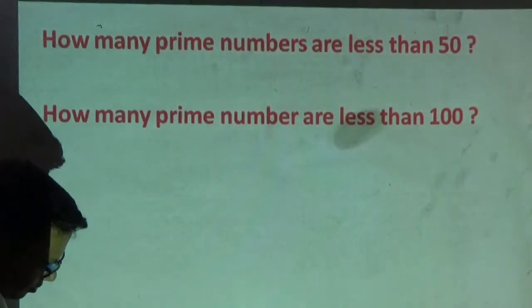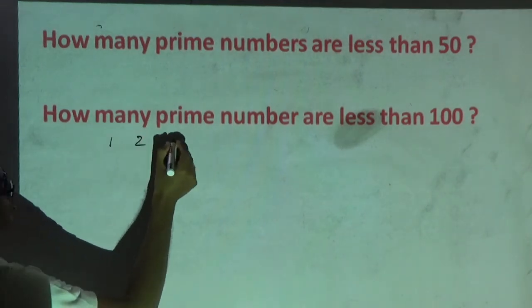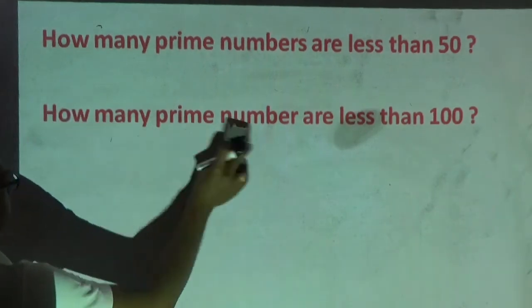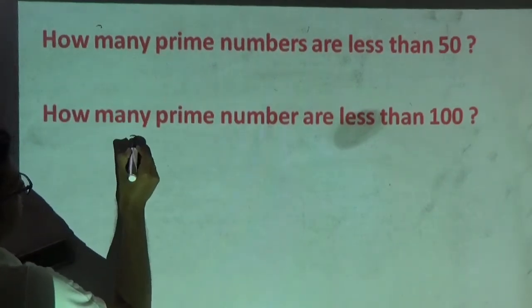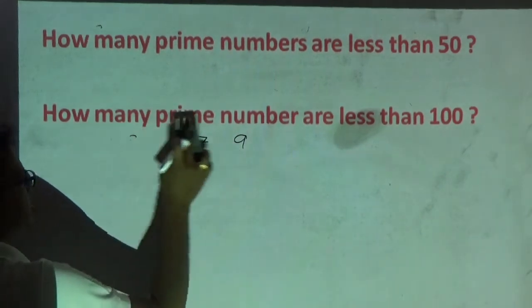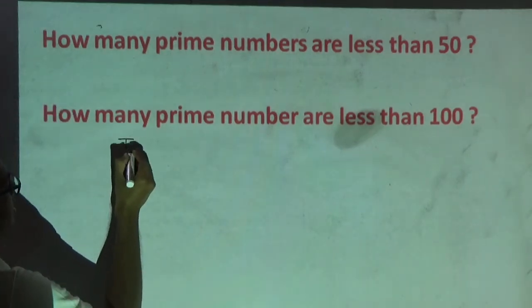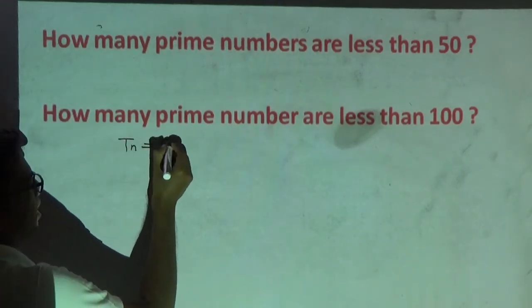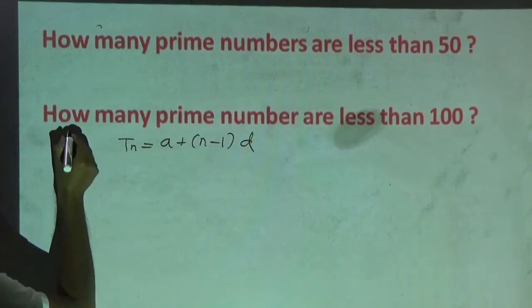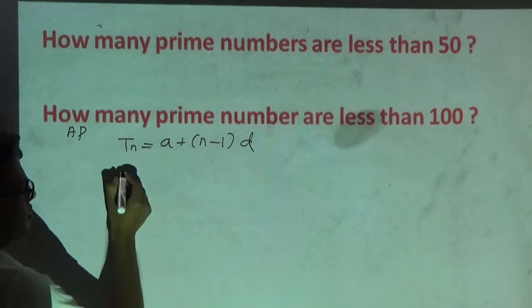Okay, please write down. Arithmetic progression, example 1, 2, 3, 4. Here common difference is 1. Okay, so another example: 3, 5, 7, 9. Common difference is 2. So such series are called arithmetic progression. Here nth term is given by a plus n minus 1 into d. Okay, this is your AP. In your AP, nth term is given by a plus n minus 1 into d.